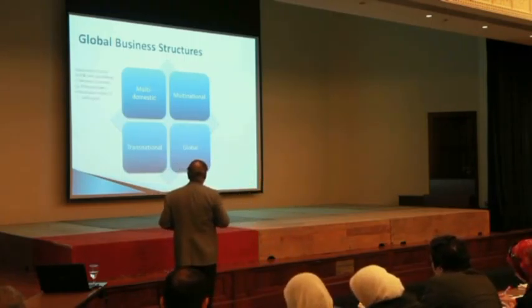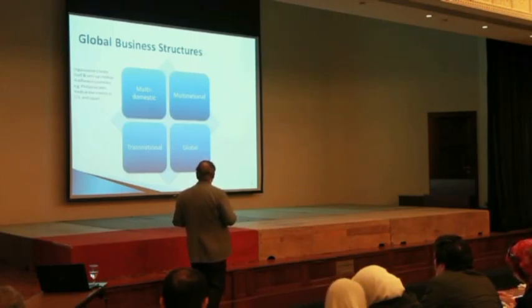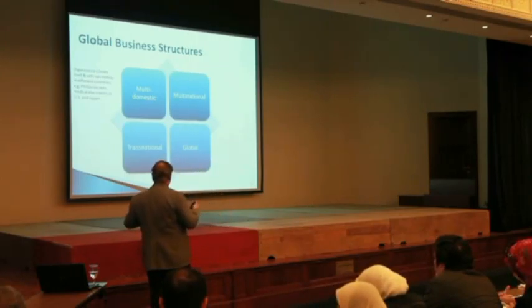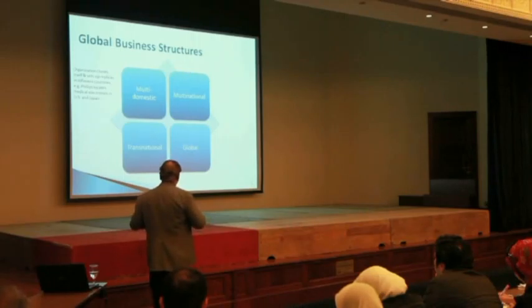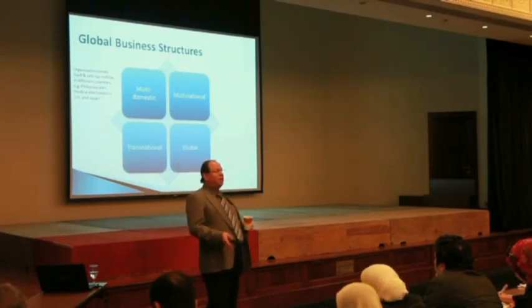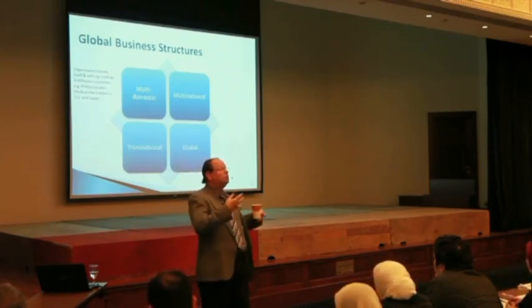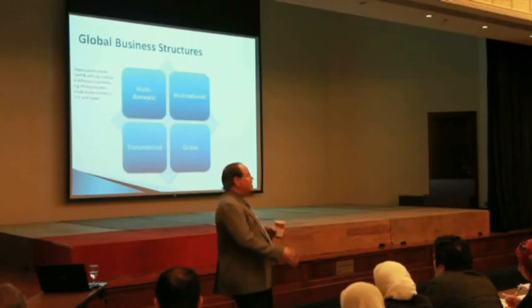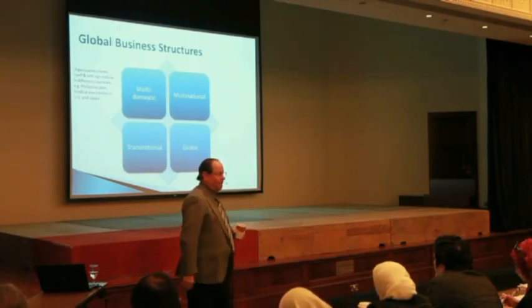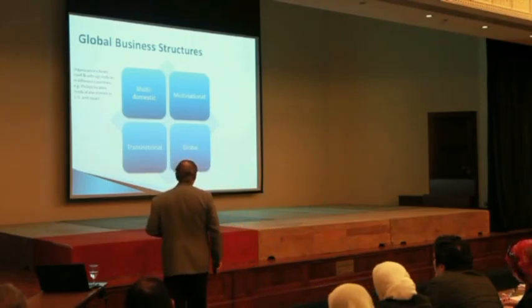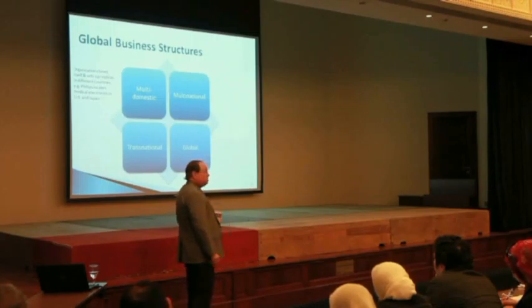So a multi-domestic global business is where an organization clones itself and sets up replicas in different countries, such as Philips. Philips opens a medical electronics in the US and Japan. Identical operations, it clones itself. It worked in Japan, it'll work in the US, okay? That's a multi-domestic business structure.